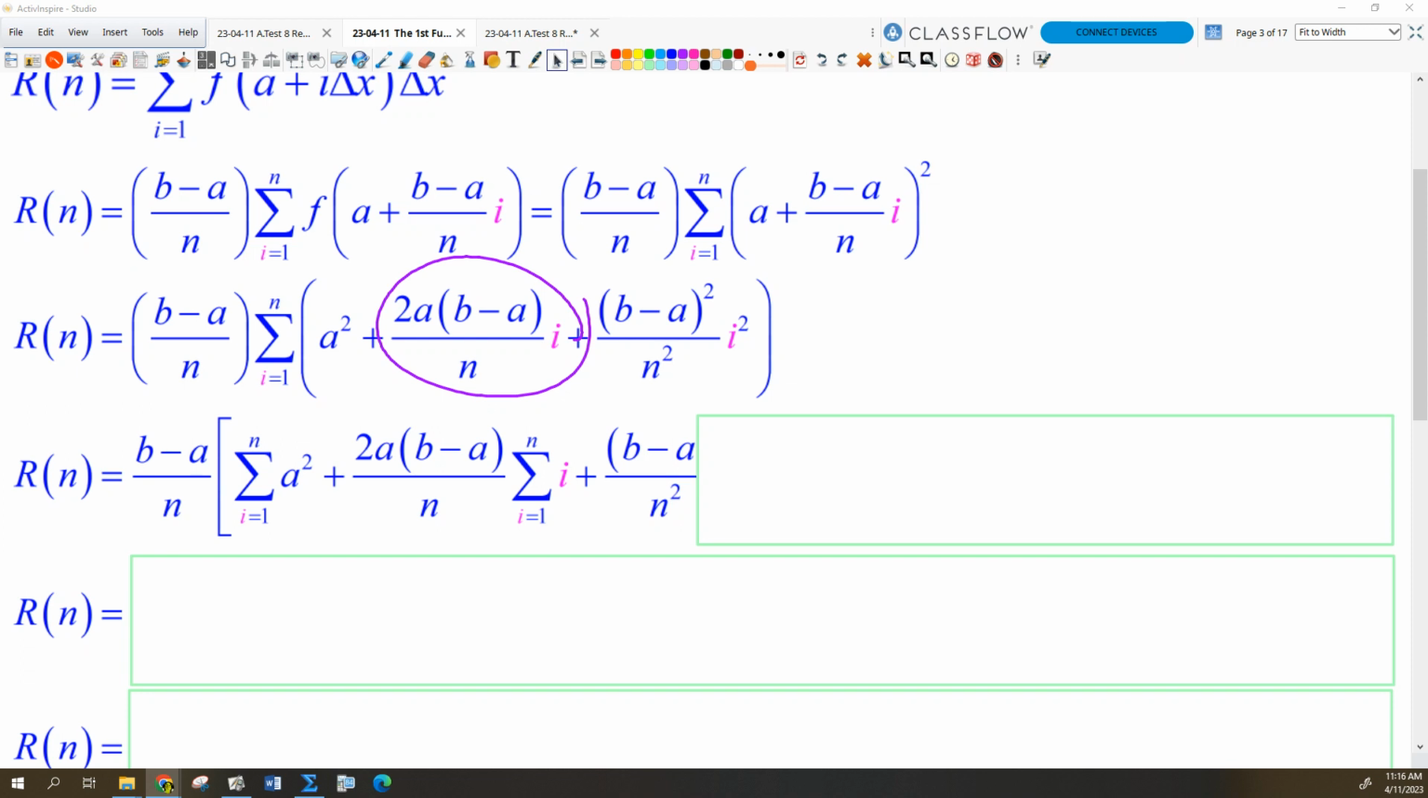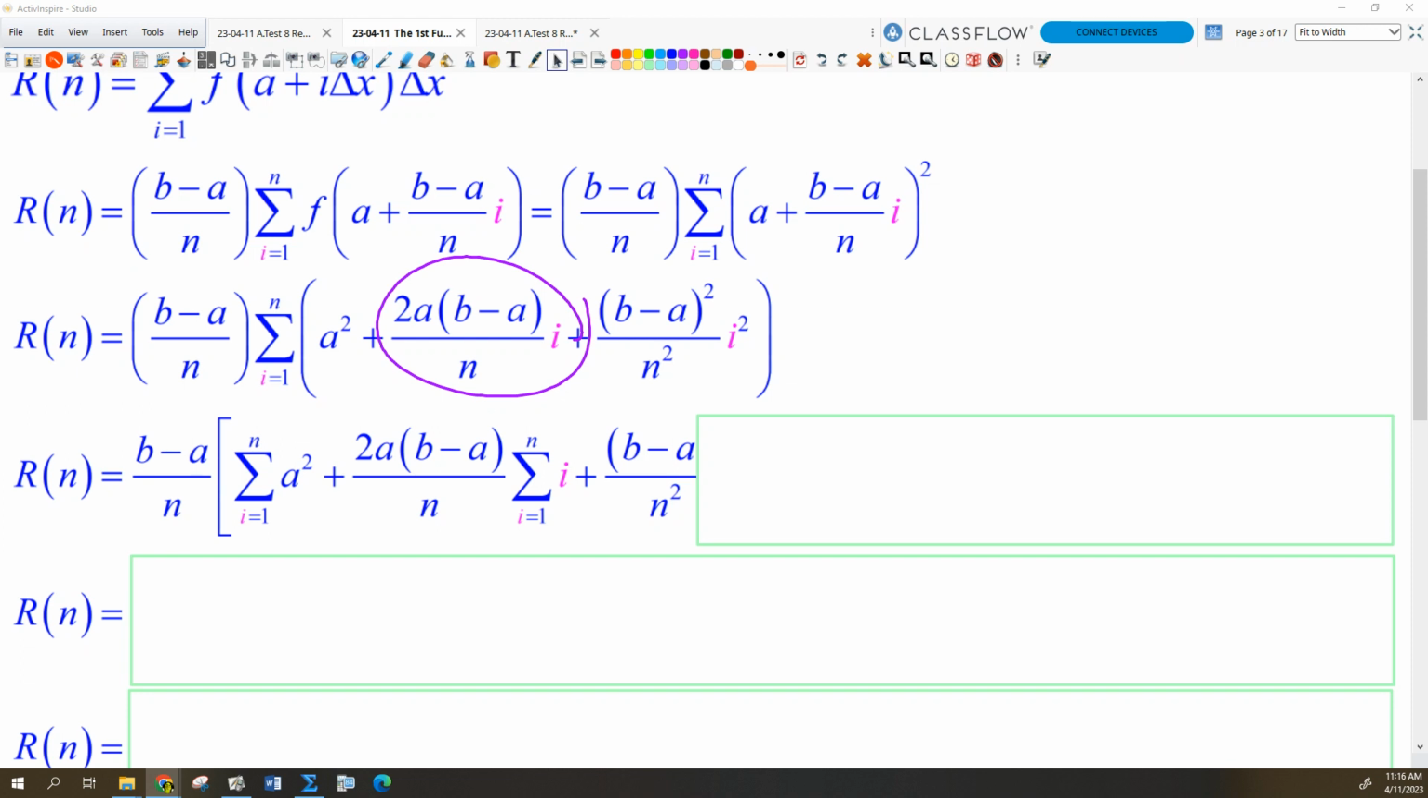So where'd we leave off? We left off here. We were going to try to do a couple things. We've got this b minus a over n that we're just going to pull out in front of all the action. And we're going to split up this sigma, right, this sum, into separate terms, right? We've got three separate terms there. We'll sum them individually, right? We'll sum term by term.